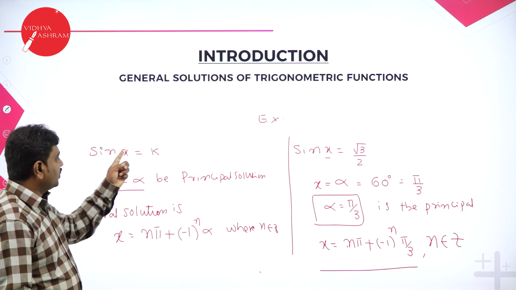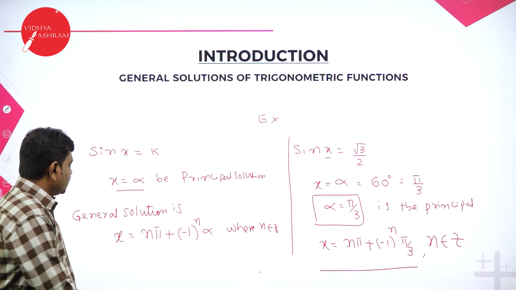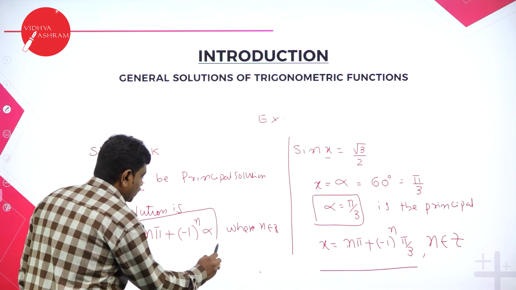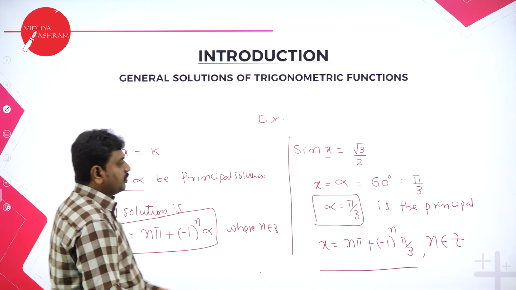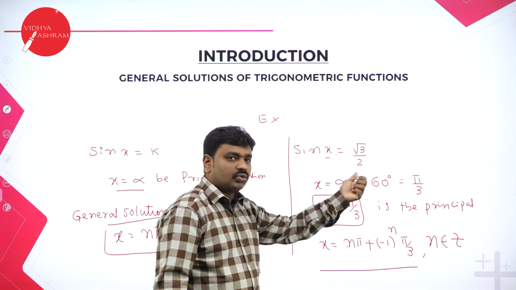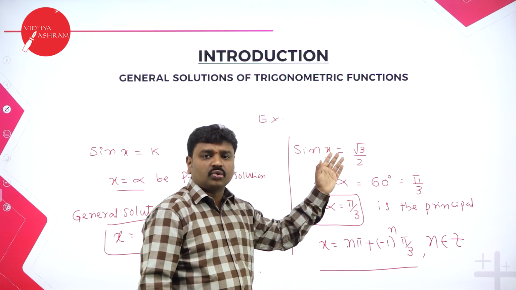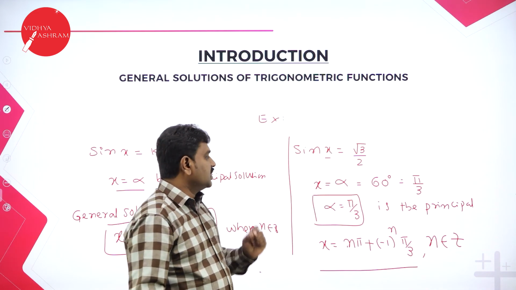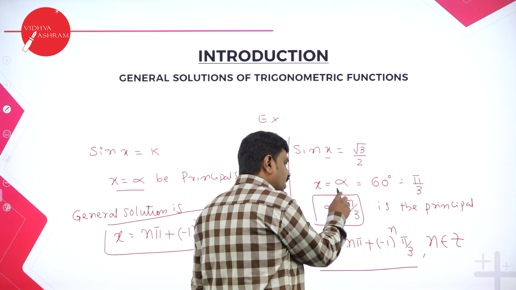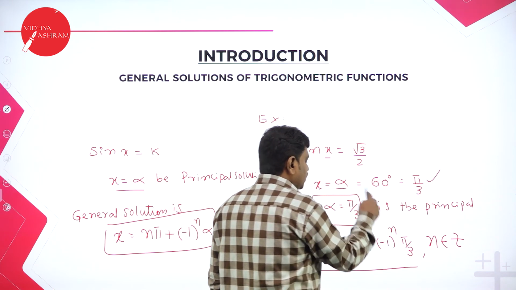For the problem sin x is equal to k, the general solution is x is equal to n pi plus minus 1 whole power n alpha. For example, if you take the problem sin x equal to root 3 by 2, in the sin table where will you get root 3 by 2? At 60 degrees. So one of the x values, we call it alpha, that is pi by 3. Then you write the general solution.